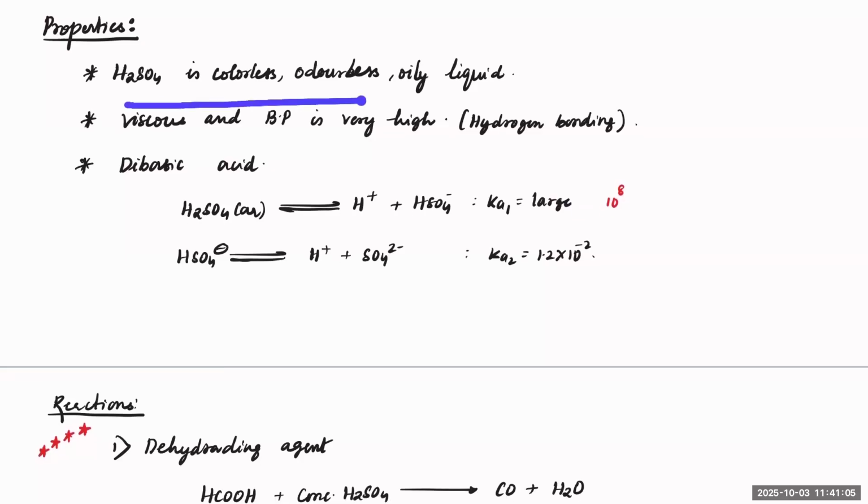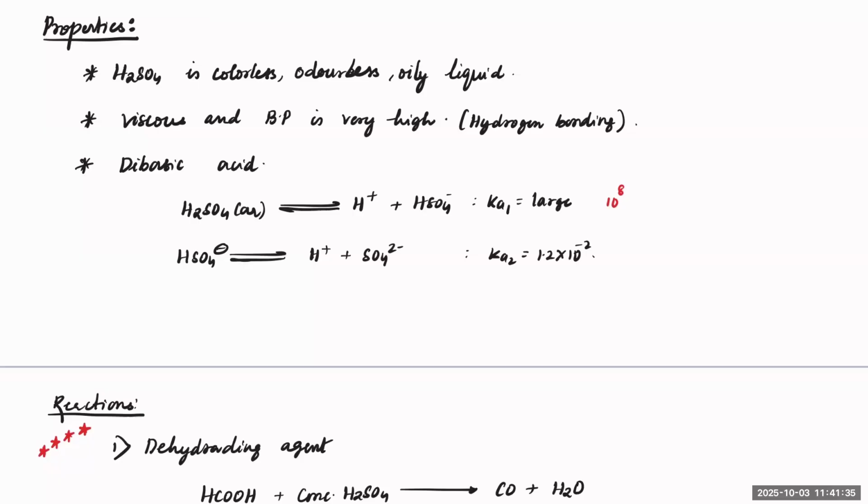H2SO4 is a colorless, odorless, oily liquid, and it is viscous. Boiling point is very high for this one. It will show hydrogen bonding. Sulfuric acid is oily because of very strong hydrogen bonding. Pure form, obviously, we cannot hold on to that.